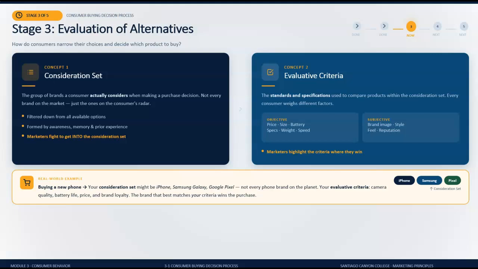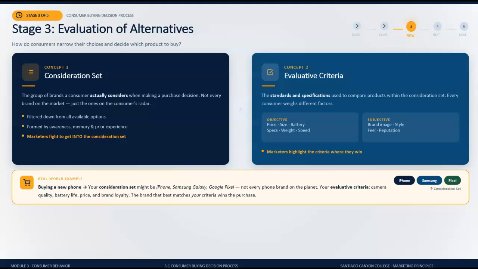Then we have concept 2, evaluative criteria, the standards and specification used to compare products within the consideration set. Every consumer weighs different factors. So objectively, let's say a coffee from 7-Eleven will cost significantly less than a coffee from, let's say, Starbucks. But are the sizes the same? Subjective is what do we feel? So subjective is what you think, and or maybe you're thinking about how others think of it. Like maybe I feel that a Starbucks coffee is better than a 7-Eleven coffee, or vice versa. Maybe I would rather go to 7-Eleven and save my money, or maybe it tastes better than Starbucks. Either way, that's how you would think of it.